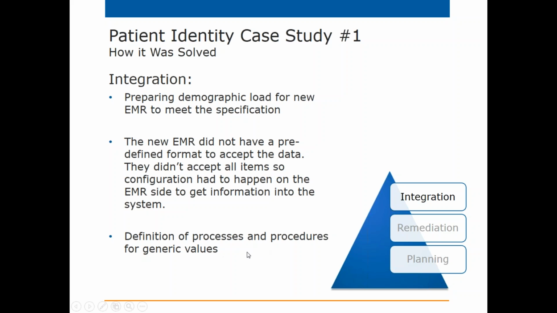Definition of process and procedures for generic values. If there's all ones in the Social Security number, don't let that compare. If there's, you know, a 1901, let's not use that from a comparison perspective, those types of things.